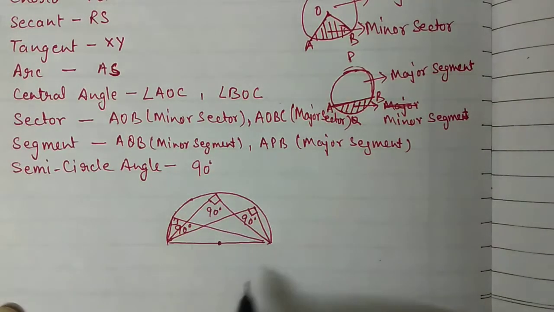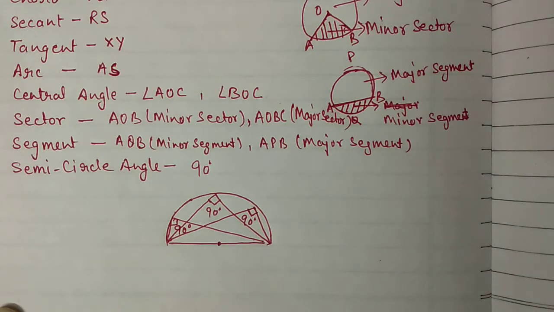So you can do an activity for this. You can cut different types of semicircles and then you can draw angles like this and measure those angles and then see the result you are getting there.